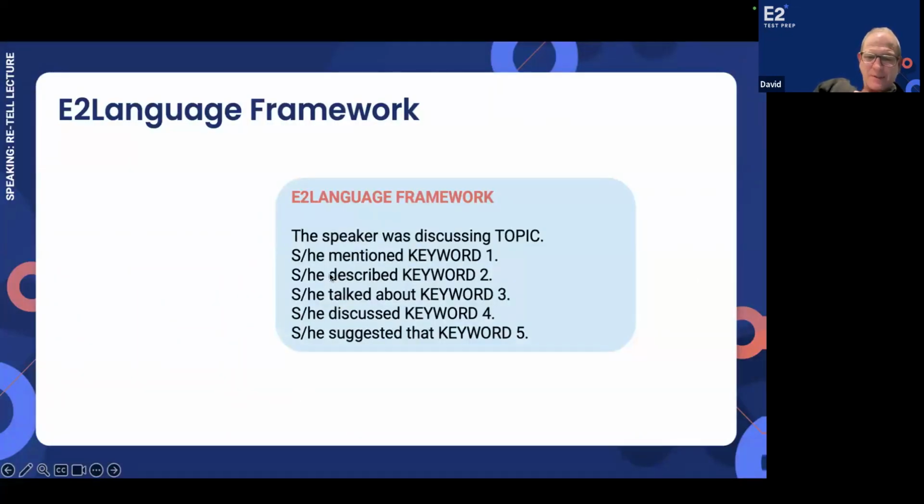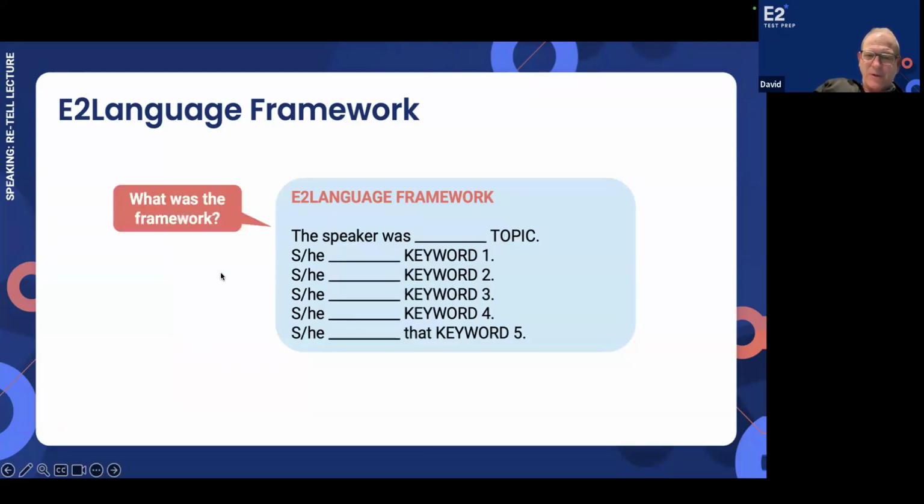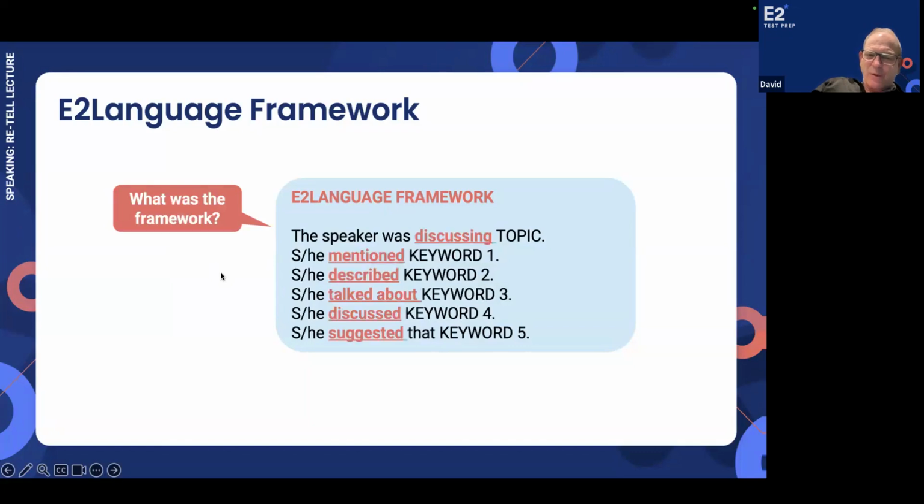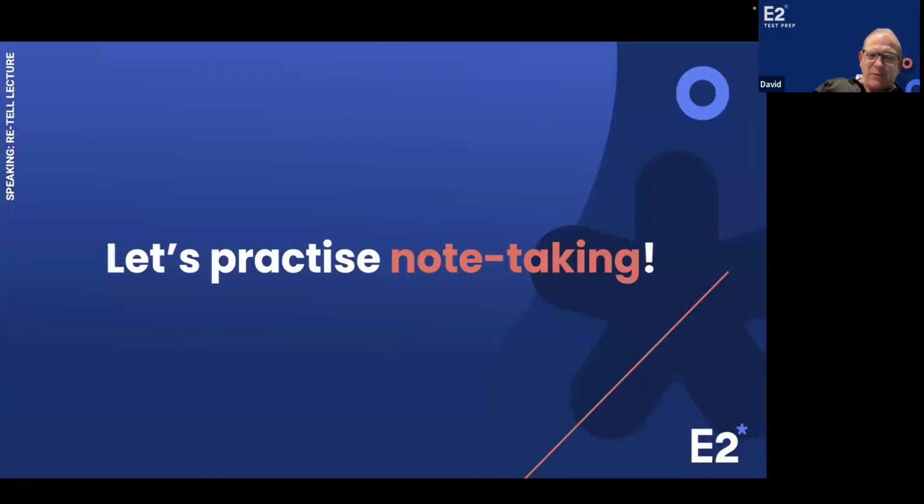DMD, TDS. So on our pad, which we've got in front of us, we write down the letters DMD, TDS. We're going to use the structure was discussing, mentioned, described, talked about, discussed, suggested that. And then from our notes and memory, we put into our framework the phrases that we recognize we heard. So what was the framework? Was discussing, mentioned, described, talked about, discussed, suggested that. So take a screenshot, write it out 15 or 20 times, memorize it, and we're going to use it.